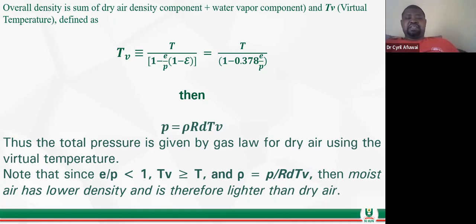Note that since E over P is less than 1, and TV, that's the virtual temperature, is greater than or equal to T, as virtual temperature is greater than or equal to temperature. And rho, that's the overall density, is equal to P all over RdTv. Then moist air has lower density and is therefore lighter than dry air. Please take note of that. It's very, very important.